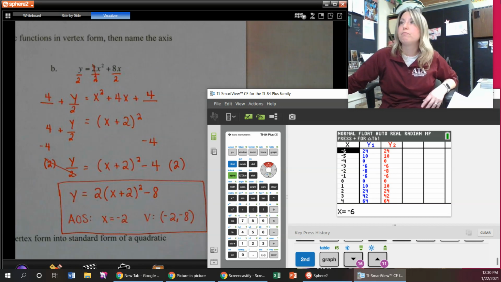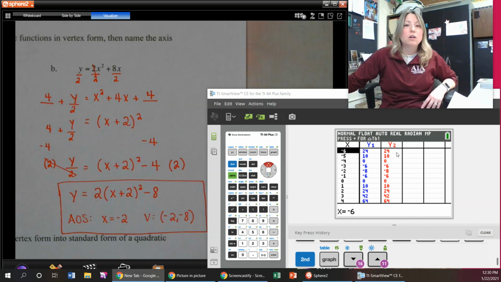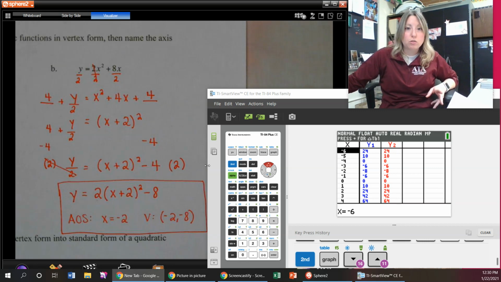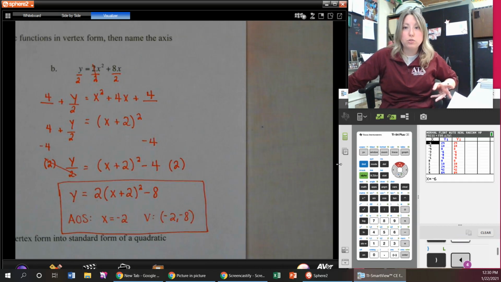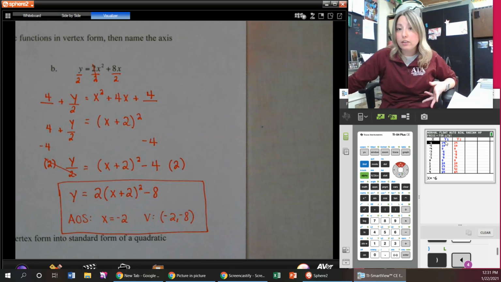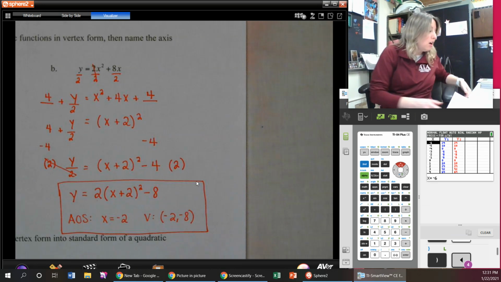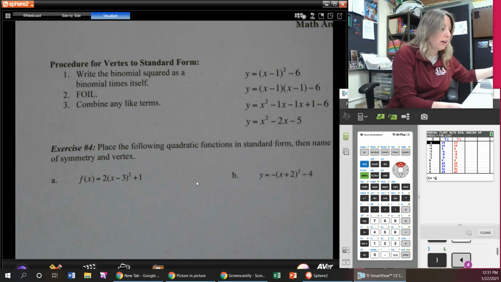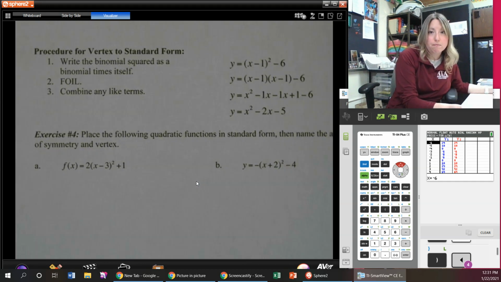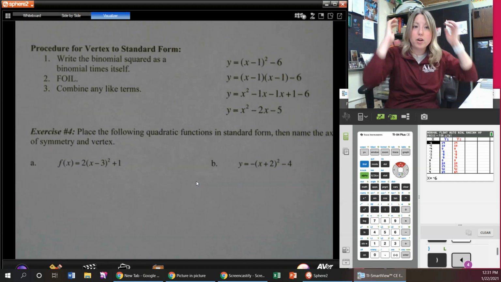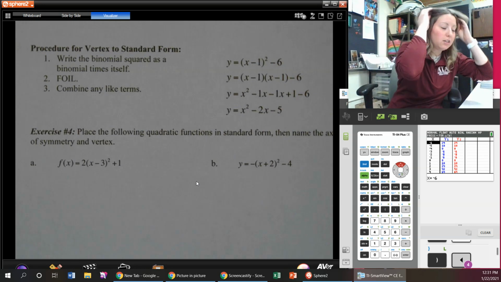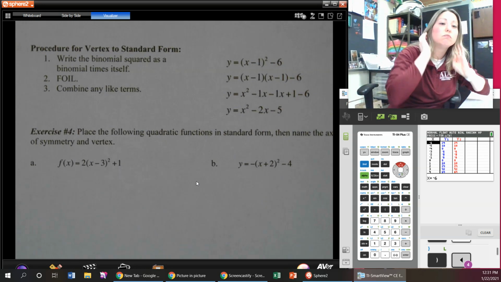Now, if I am going backwards from vertex form to standard form, okay, I check it the same way using the graphing calculator, but basically all I do is FOIL, and then combine like terms. This is easier than going back the other direction, all right?